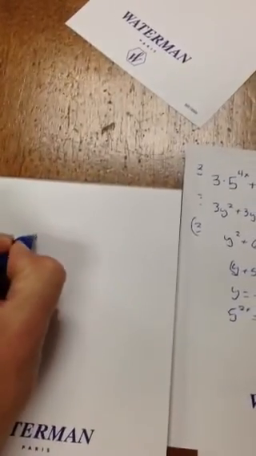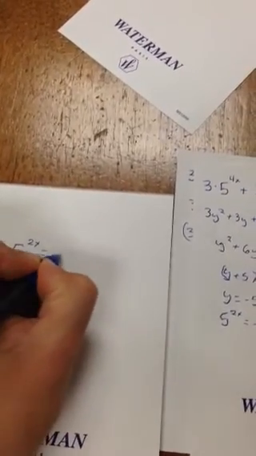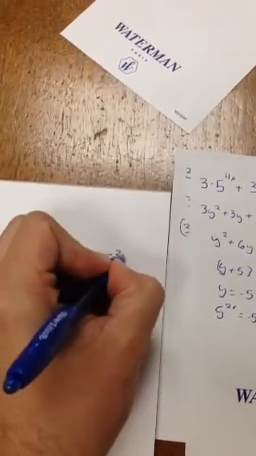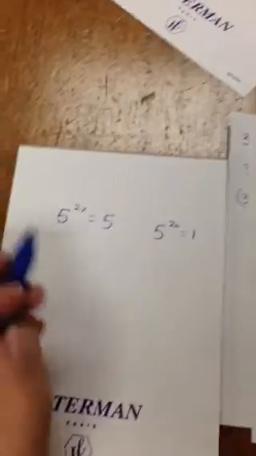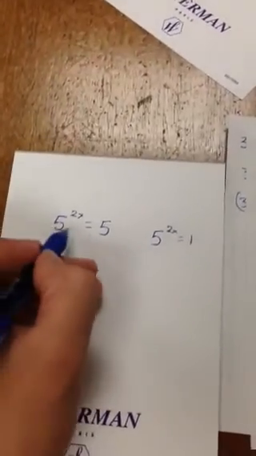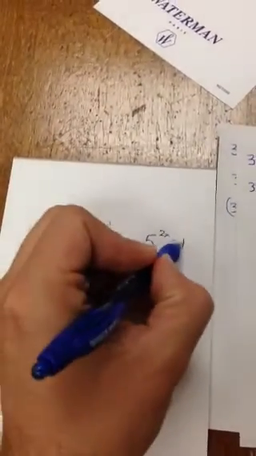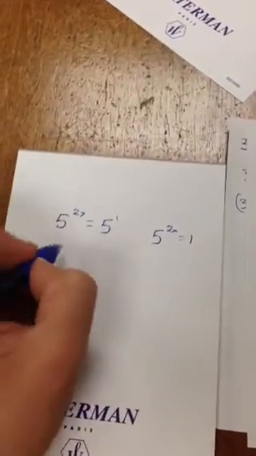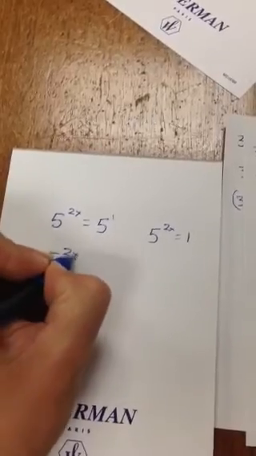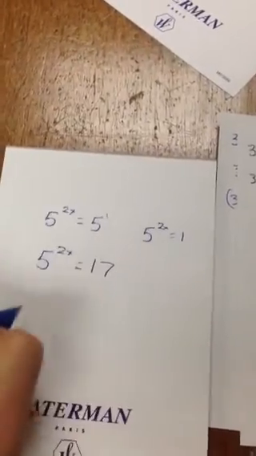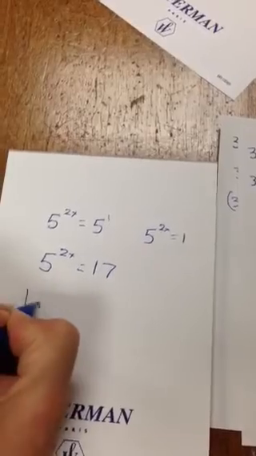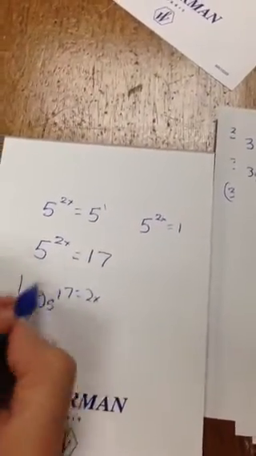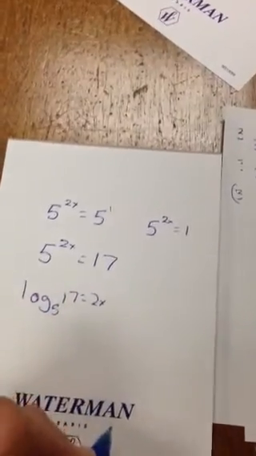So you get 5 to the 2x equals 5, and 5 to the 2x equals 1. This would be an easier one to do because this is 5 to the first, and this is 5 to the 0th power. But say it didn't come out like that. Say it came out something harder, like 5 to the 2x equaled 17. You'd put it in log form again. You'd have log base 5 of 17 equals 2x. This is a number. Divide both sides by 2.